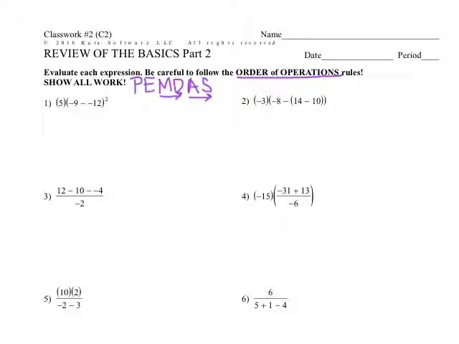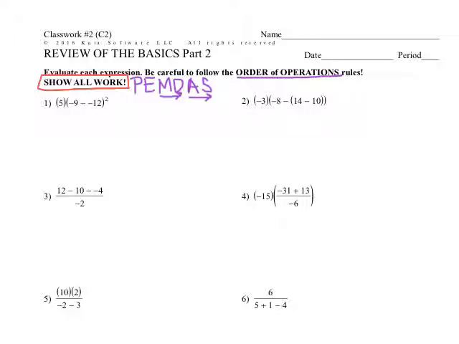So when you're working on these problems, I do want you to show all of your work. Okay, you cannot get a stamp on your assignment today unless you show all of your work, and that means step by step, what did you do to arrive at your answer, and all of your answers should match a number in the answer bank. So let's get started with number 1.